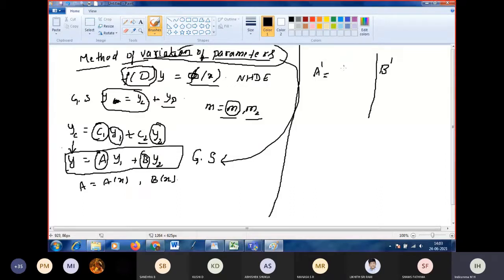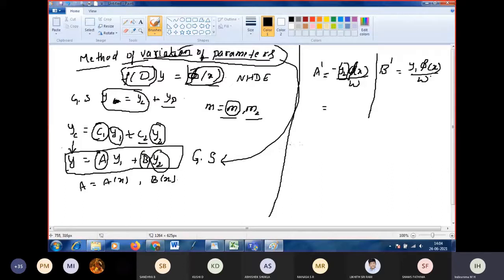What is the formula for A dash? A dash is minus Y2 into phi of x by W. I will tell you what W is. B dash is Y1 into phi of x by W. These are the two formulae we use to calculate A and B. You substitute Y2, and phi of x means the R x of the given differential equation.